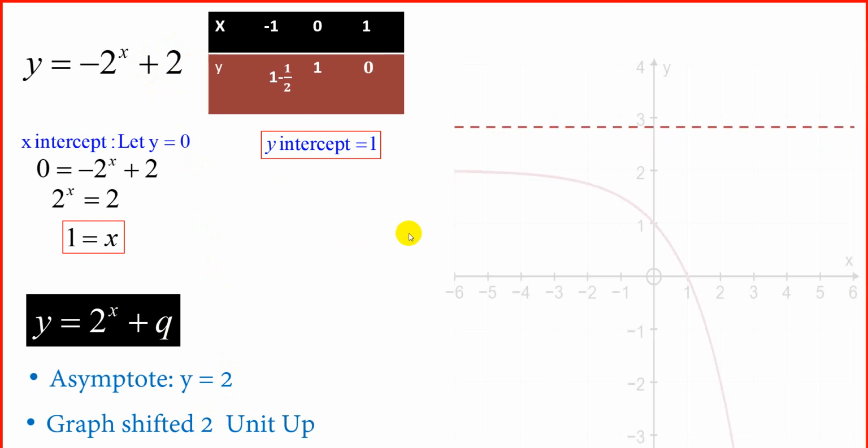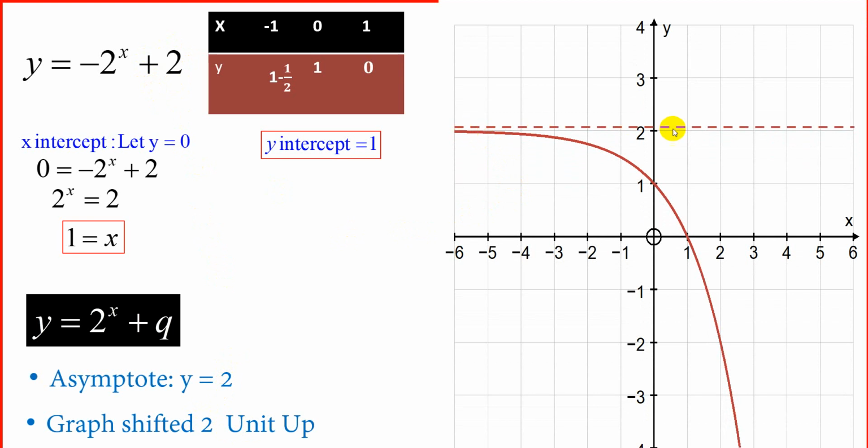So we start off by drawing our asymptote, and you'll draw your asymptote at y equal to 2, which we have here. And we need to plot the 3 points, 1, 0. So if we go to 1, 0, that's our point. The next one is 0, 1, which is our y-intercept. And the last point is minus 1, minus 1.5. And we have our 3 points. And from that, we can draw our graph. And remember, the graph must not touch the asymptote.